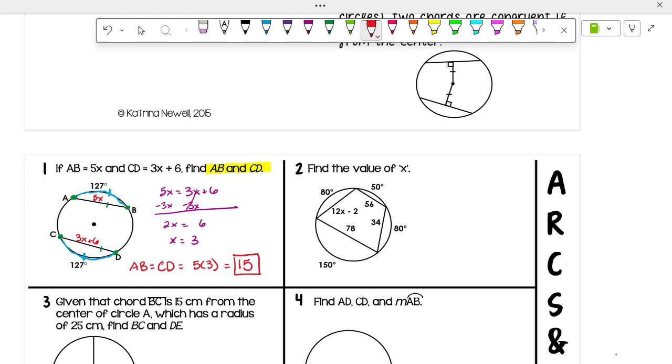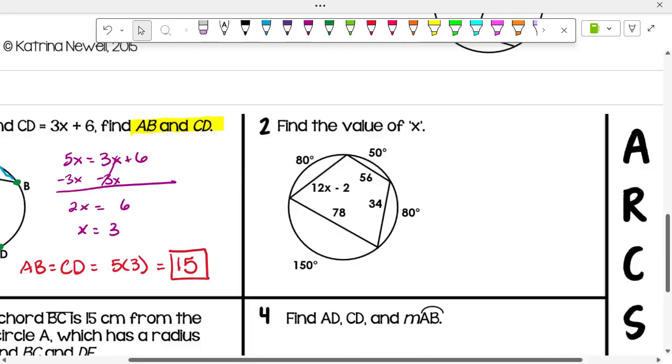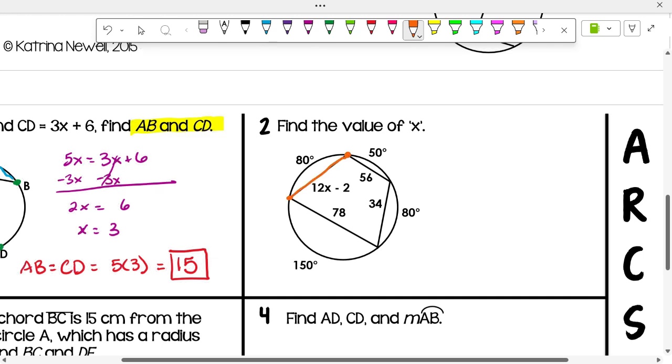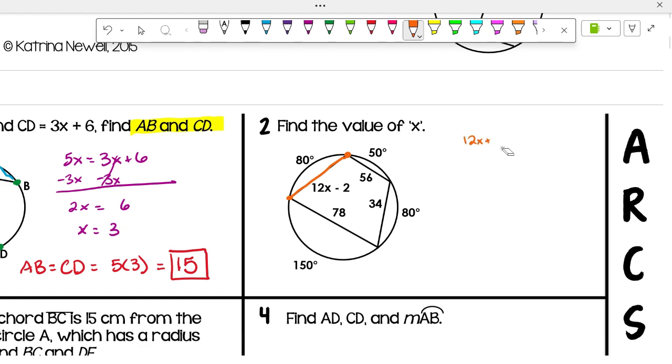Now, number 2, it says find the value of x. So x is connected to the length of this segment right here. Now, the other 3 sides have already been found. Which side would make the most sense to set that segment length equal to it? So we know we're going to start with 12x minus 2. What are we going to set it equal to?